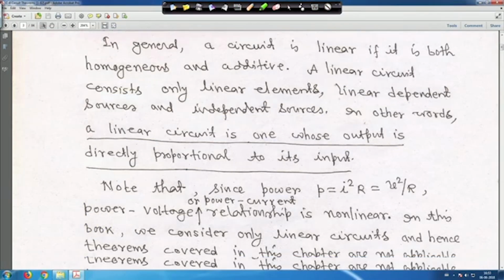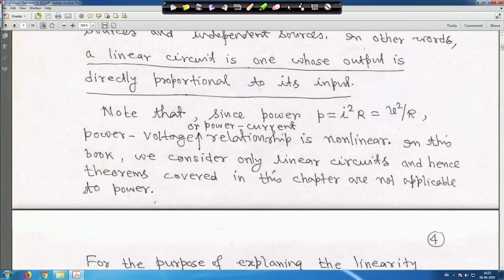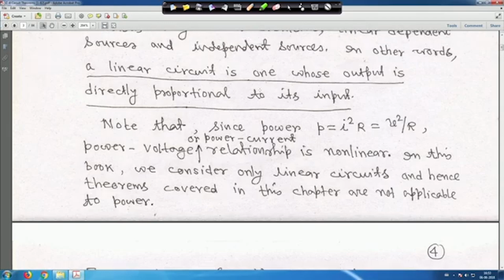So in this case it is not applicable to power, right. So we will go only for linear circuits.